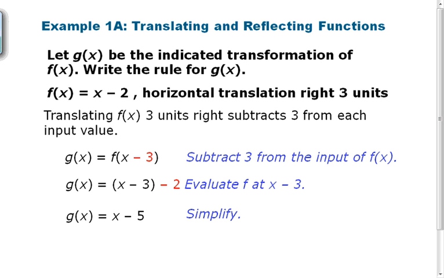So, an example of translating and reflecting functions. Here it's easy to see the picture and see what happens, but when you start throwing in all the language and symbols, I think that's where sometimes things get a little bit confusing. So let g of x be the indicated transformation of f of x. Write the rule for g of x. f of x is equal to x minus 2. Now if we do a horizontal translation, 3 units, translating f of x 3 units right subtracts 3 from each of the input values.